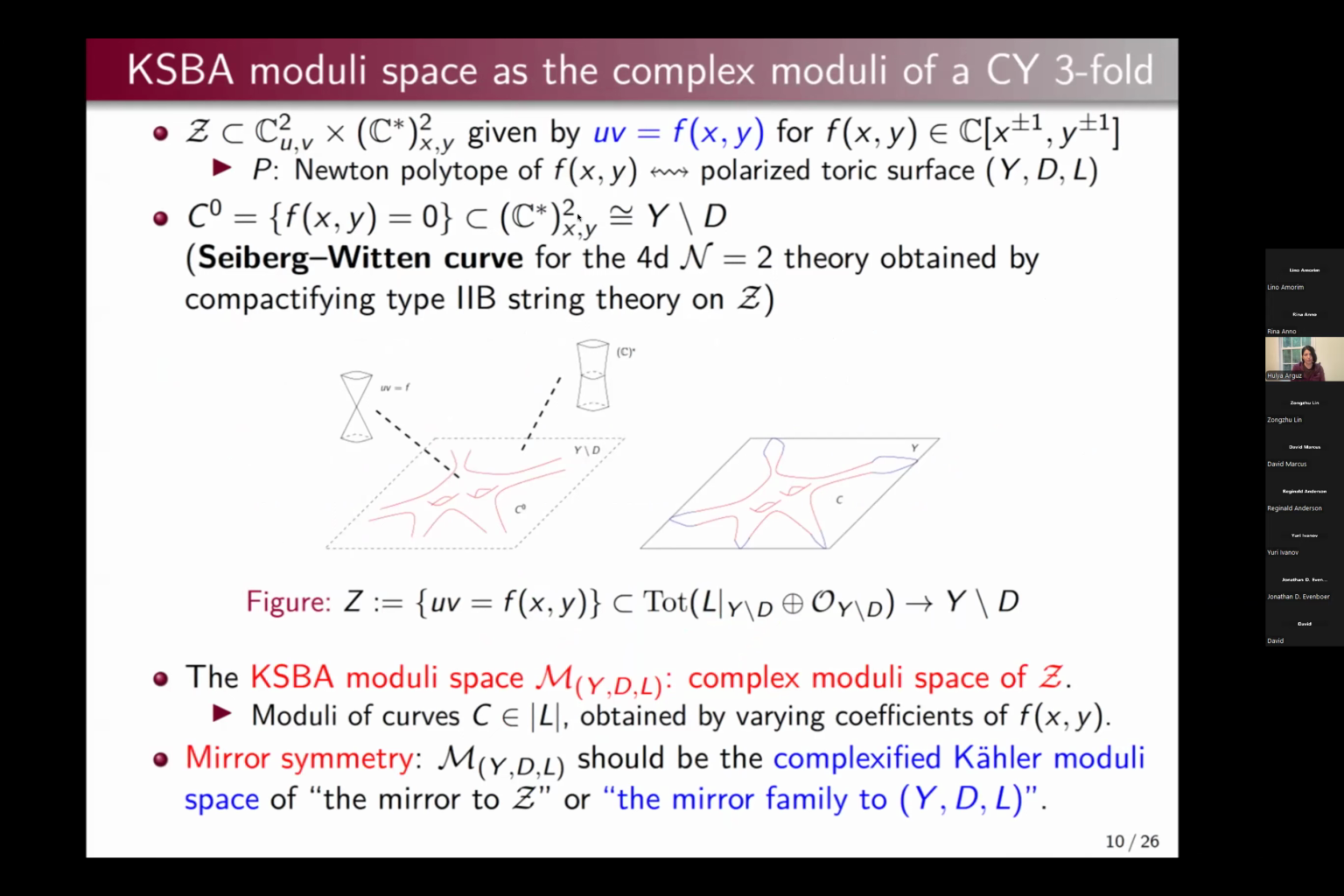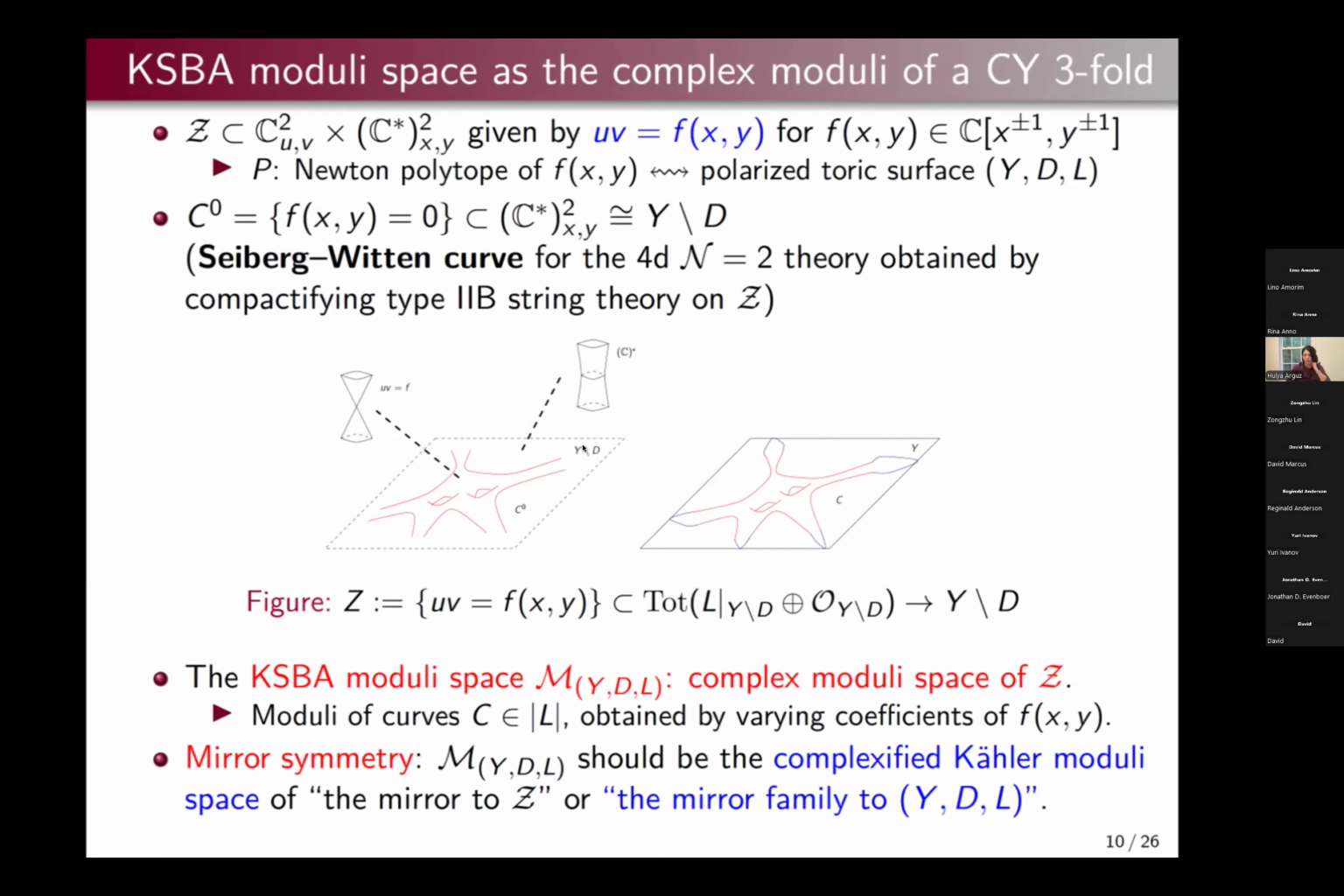So if you look at the Calabi-Yau threefold given by the equation uv equals f of xy, where f of xy is a Laurent polynomial. So if you're given a polytope P such that the Newton polytope of f corresponds to P, then you can consider this equation uv equals f of xy. This will determine your Calabi-Yau threefold.